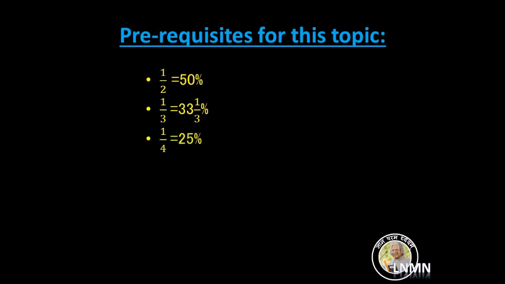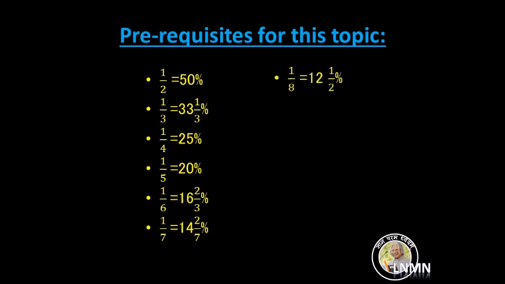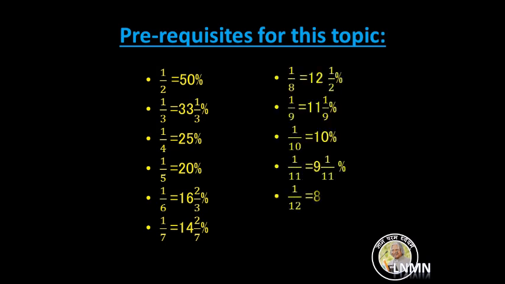Like 1 by 4 is equal to 25%, 1 by 5 is 20%, 1 by 6 is 16 2 by 3%, 1 by 7 is 14 2 by 7%, 1 by 8 and so on. So all these things we have to remember. If possible, remember up to 1 by 15. This will help us solve the problems quickly.